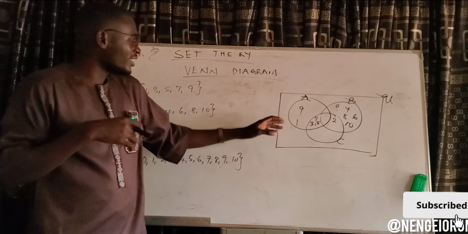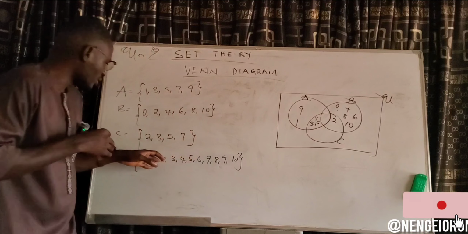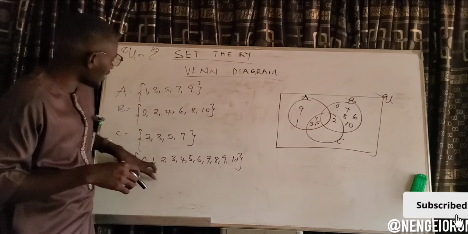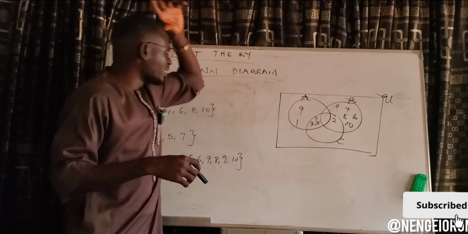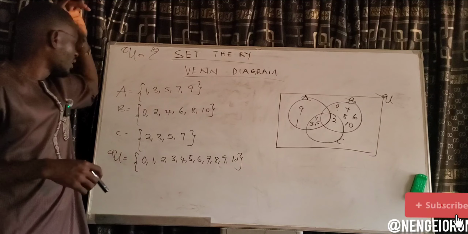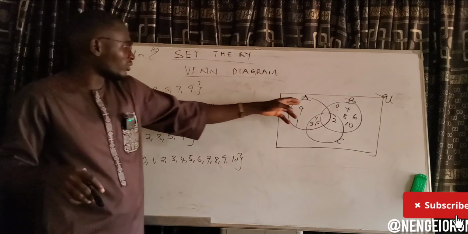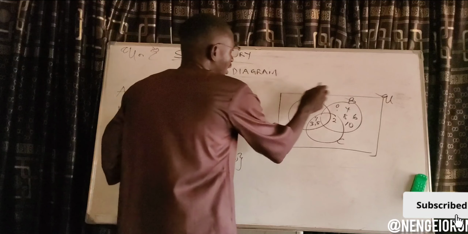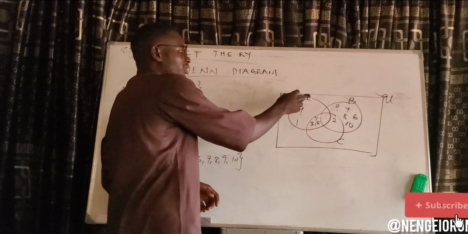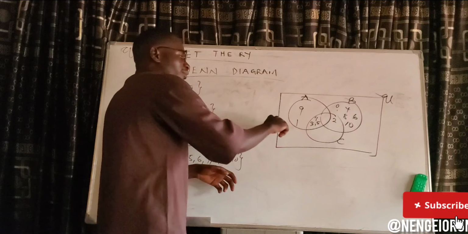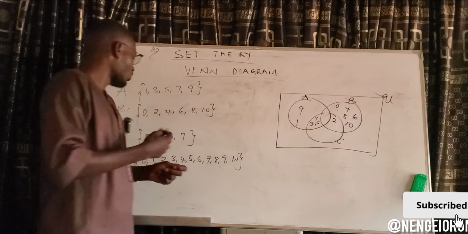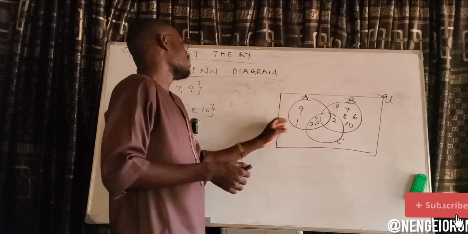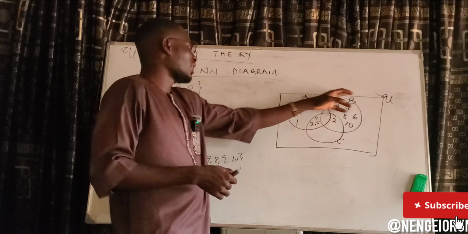So now this Venn diagram, there is another aspect of it. Is there any element in the universal set that is not included in set A, B, and C? If there is any element that is not included in A, B, and C, you write it here. Here are the elements that are not found in A, B, and C, but they are in the universal set. We don't have such element. So the complement will be empty.